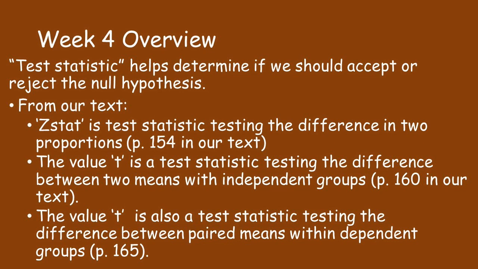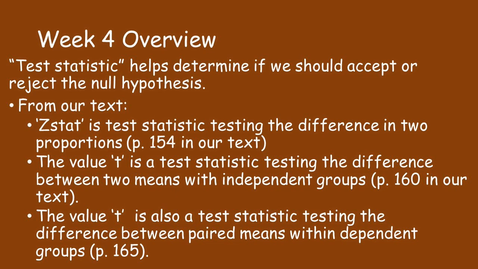Check out some of the ones that are mentioned here on the screen. There's the z-stat. That's the test statistic testing the differences in two proportions. You can find that on page 154 in our text. How about this? The t-value can be used multiple ways, actually. But one of the ways is that the value t is a test statistic testing the differences between two means with independent groups that don't have any relationship to each other. Well, what's the difference between those means? Is there a relationship? The t-test statistic will help you figure that out.